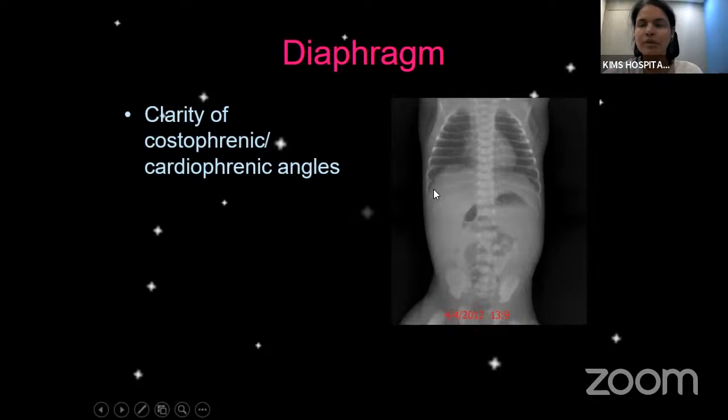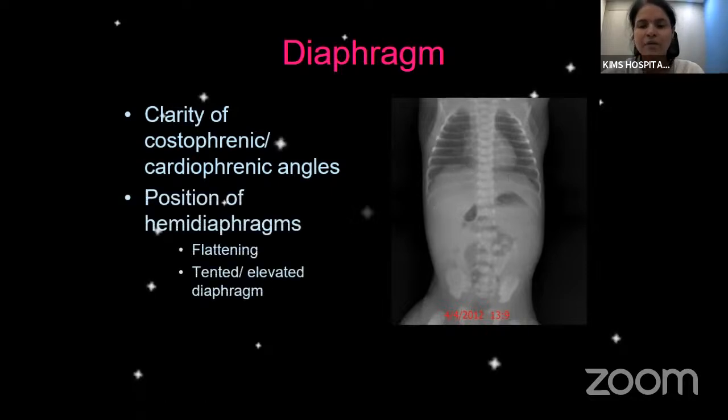Likewise, abnormal flattening of the diaphragm may be seen with hyperinflation as a part of emphysema or with increased use of mean airway pressures in a ventilated baby. While talking about the diaphragm, one also comments about the clarity of the costophrenic and the cardiophrenic angle. The costophrenic angle is an angle formed between the diaphragm and the lateral rib cage, whereas the cardiophrenic angle is an angle formed between the cardiac border and the diaphragm.